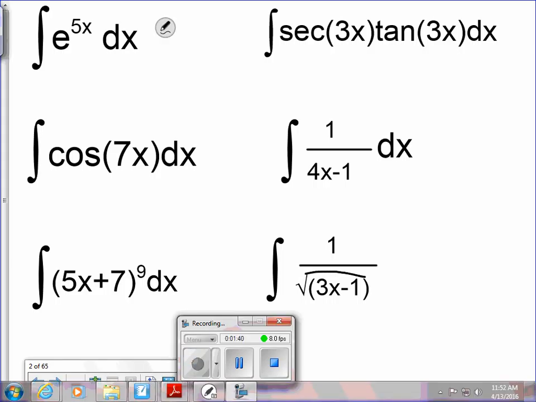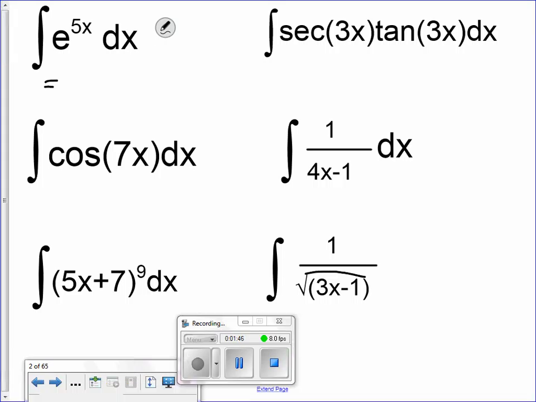Okay, guys, so for the first one, what would we get? We said we needed a 5, so we'd have a 1/5 on the outside. So what would the antiderivative be? e to the 5x plus c. Now, I didn't write it out. If you wrote it out, u equals 5x, du equals 5dx. You put in 5 to it. So I'm trying to do these where you don't have to get all fancy.